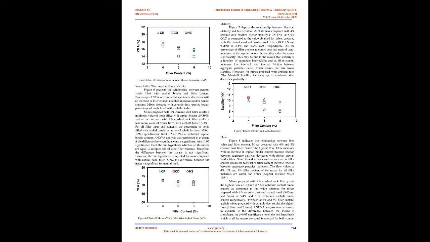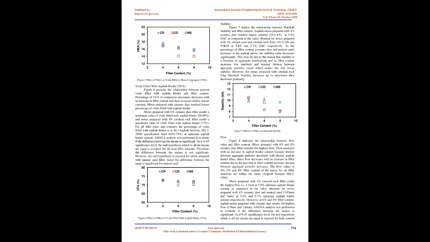Voids filled with asphalt binder, VFA. Figure 6 presents the relationship between percent voids filled with asphalt binder and filler content. Percentage of VFA of compacted specimens decreases with an increase in filler content and then increases or remains constant. Mixes prepared with ceramic dust resulted in the lowest percentage of voids filled with asphalt binder. Mixes prepared with 6% ceramic dust filler result in a minimum value of voids filled with asphalt binder, 69.89%, and mixes prepared with 4% crushed rock filler yield a maximum value of voids filled with asphalt binder, 73%.